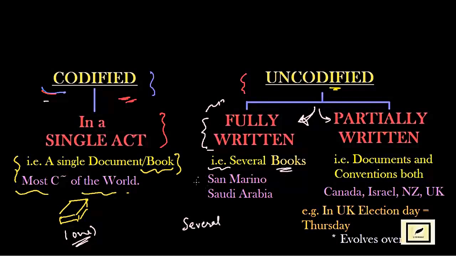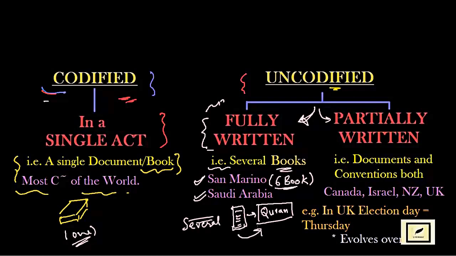In several books. For example, at present in the world we have San Marino and Saudi Arabia having these kinds of constitutions. San Marino is governed by 6 books. That is, their constitution is bifurcated or written in 6 volumes of books. And Saudi Arabia has a document which has several articles in it and which refers to the Quran, the Islamic holy book. It says that whatever we are governed by is because of whatever is written in the Quran. So these kinds of constitutions are made up of several books.